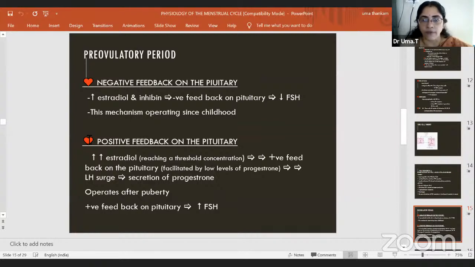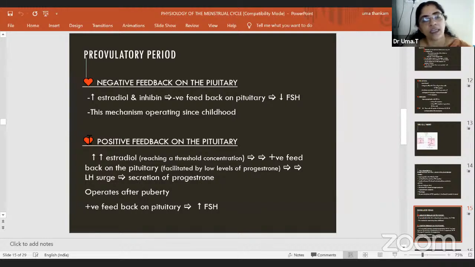The dominant follicle acquires more FSH receptors and starts producing more estrogen. When the estrogen content reaches a particular level, it gives a negative feedback to the pituitary, and thereby causes a decrease in FSH secretion. So the negative feedback is because of the increased estradiol and inhibin. It has a negative feedback on the pituitary and causes a decrease in FSH secretion, and this mechanism starts operating since childhood.